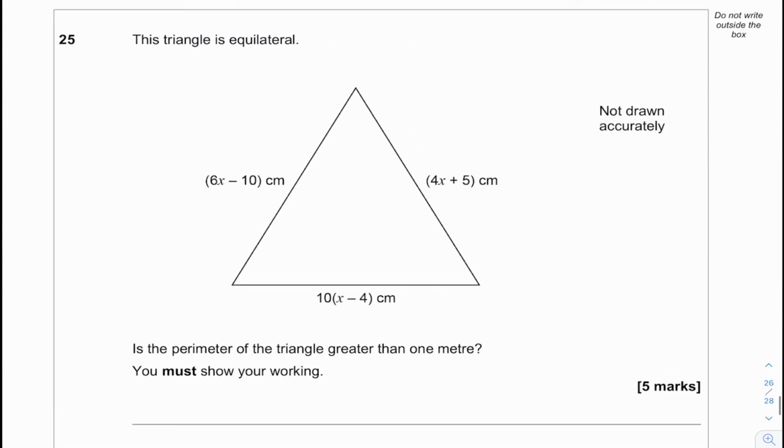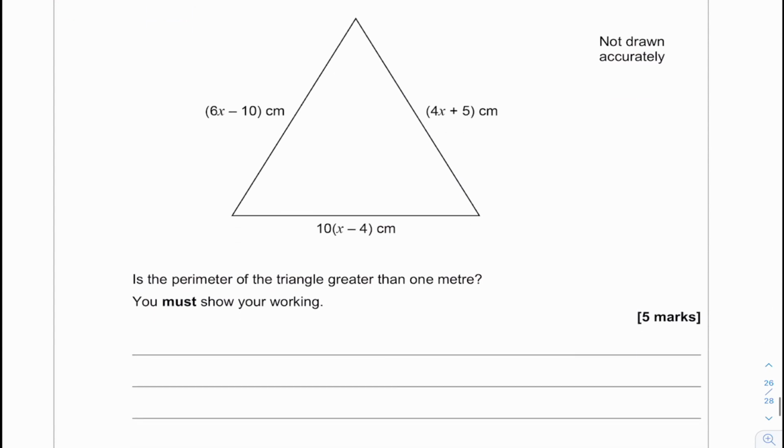Question 25, we are given an equilateral triangle as shown here, and we need to work out, is the perimeter of the triangle greater than 1 meter? Okay, so the important thing to note for an equilateral triangle is, of course, all these sides are the same length. So I'll just write that down. In equilateral, of course you'd have to write the full word in the actual exam, in an equilateral triangle, all sides are the same length.